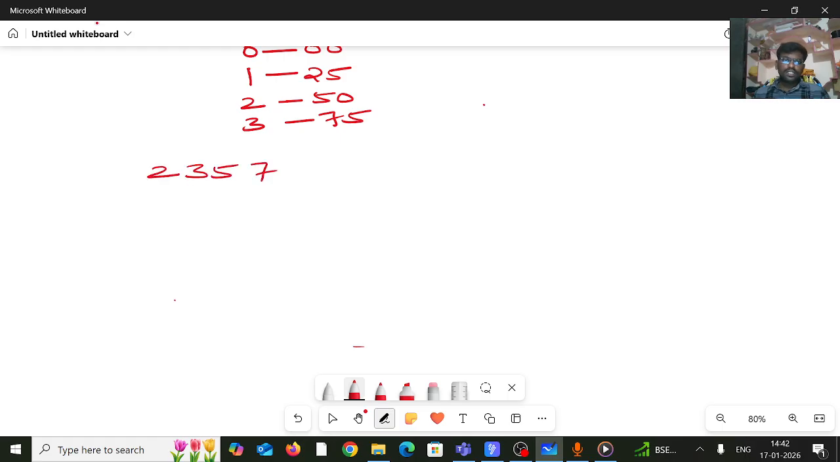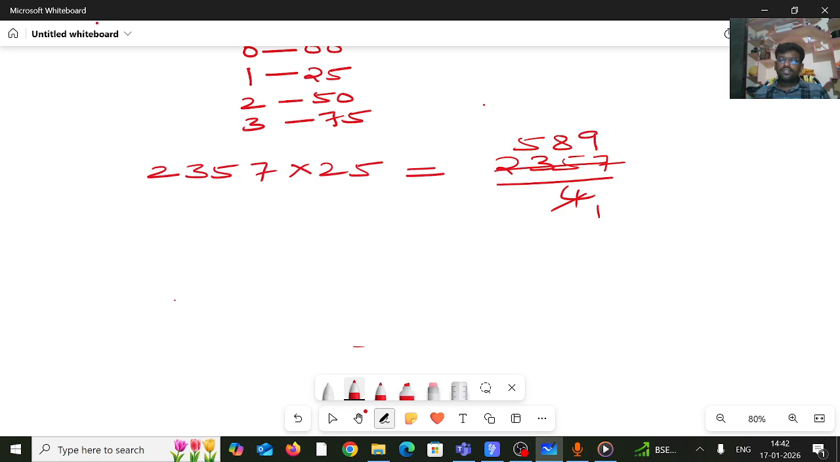2357 multiplied by 25 will be equal to 2357 by 4. 4 one time, 4 5 times 20, and 3 is the remainder. 3 and 5 will become 35. 4 8 is 32. Again 3 will be left here. 33 and 7 becomes 37. 4 9 is 36. After subtracting 36 from 37, you will be left with 1, and the remainder is 1.